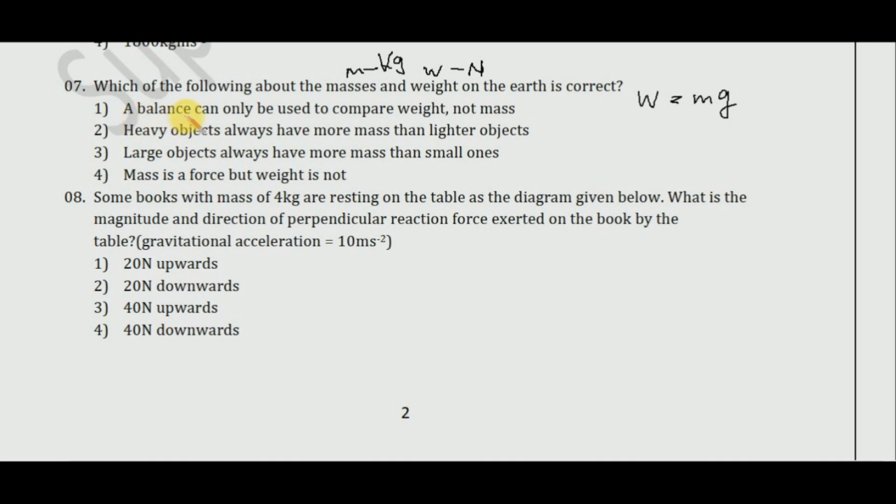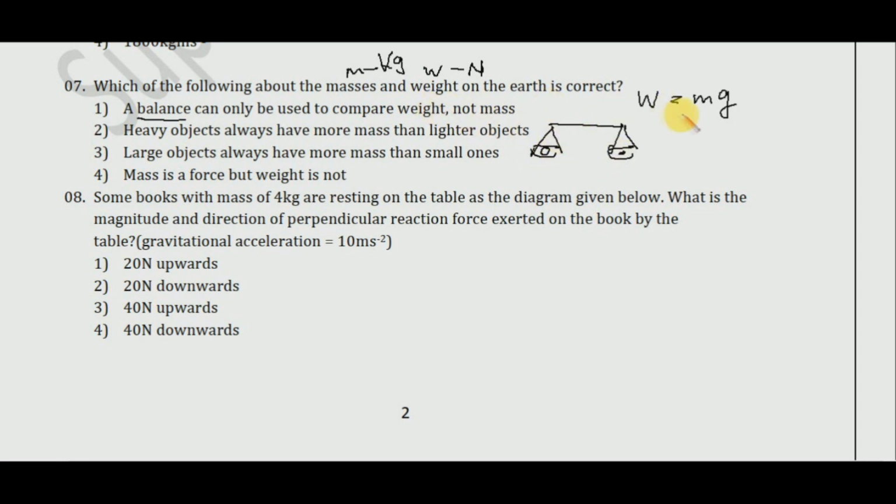A balance can only be used to compare the weight, not masses. A balance, you know that in the market you can see the pan balance. In the pan balance you are measuring the masses, like measuring 1 kilogram by putting another mass on the other side. So this is the pan balance. If you want to measure the mass, you put something here and put the required amount of 1 or 2 kilogram mass on this side and you balance it.